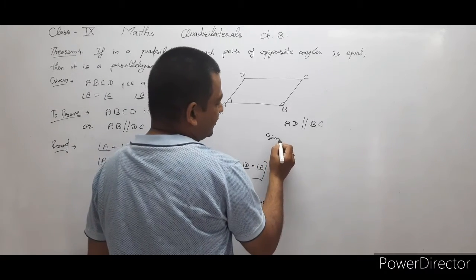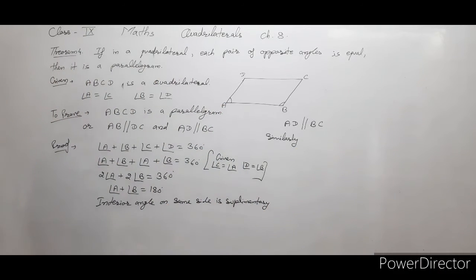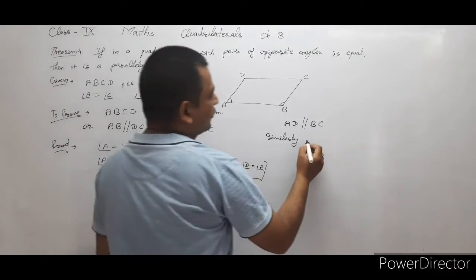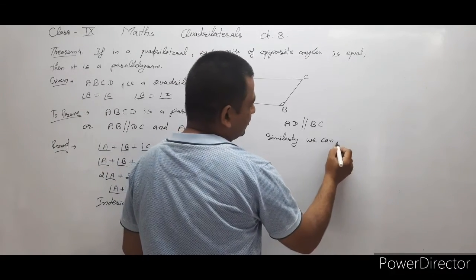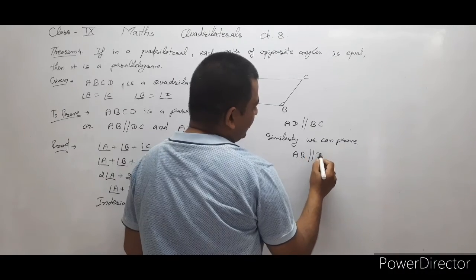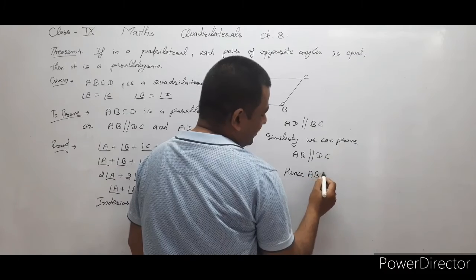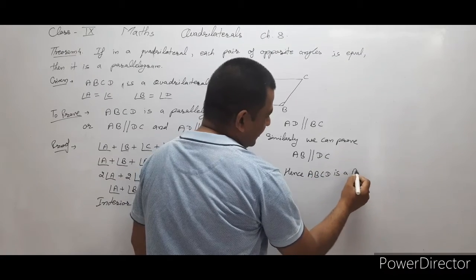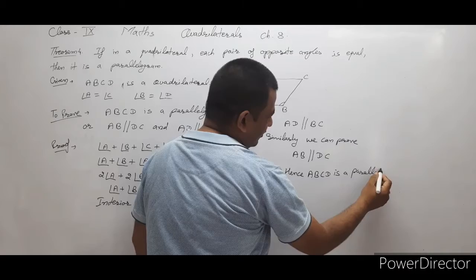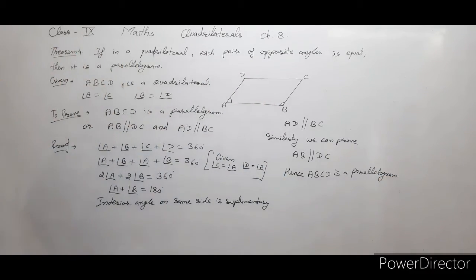Similarly, the second part we can prove according to this only. So directly we will write here, similarly we can prove AB is parallel to DC, hence ABCD is a parallelogram, which we have to prove in this theorem.